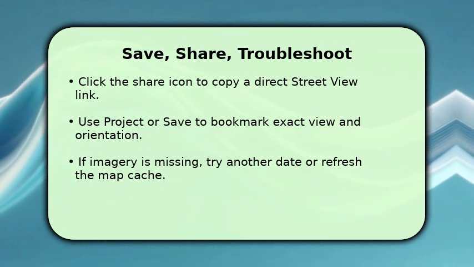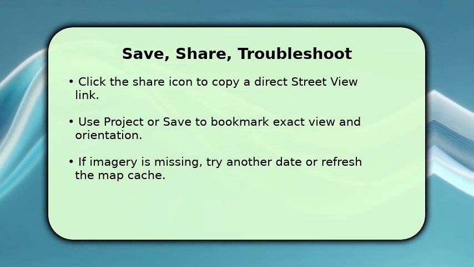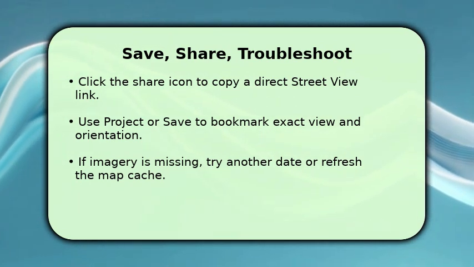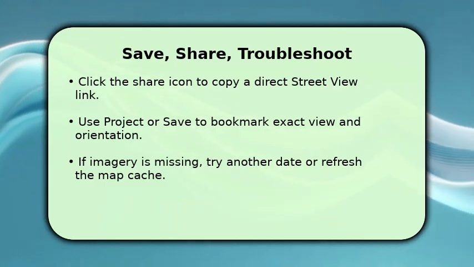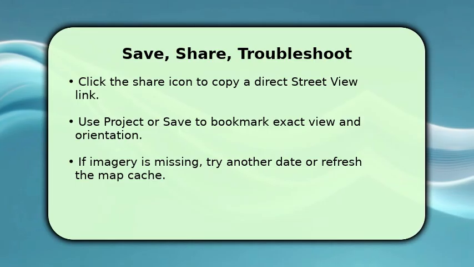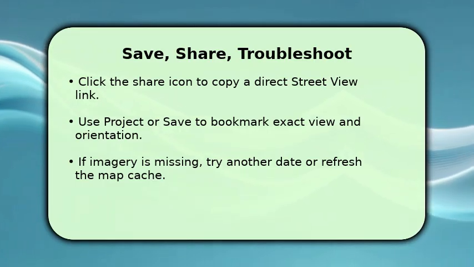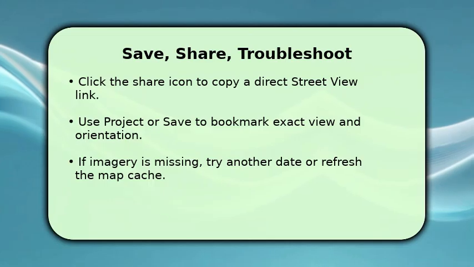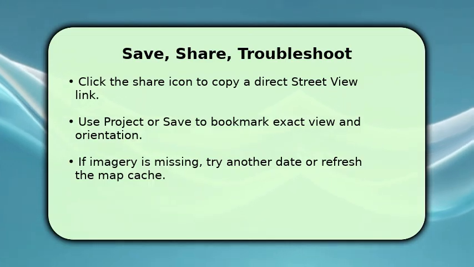If you want to present a specific angle, position the camera, then copy the link so others see the same framing. If Street View won't load or shows gaps, switch imagery dates or refresh the map cache. Many problems clear by reloading or choosing a nearby panorama as a fallback.